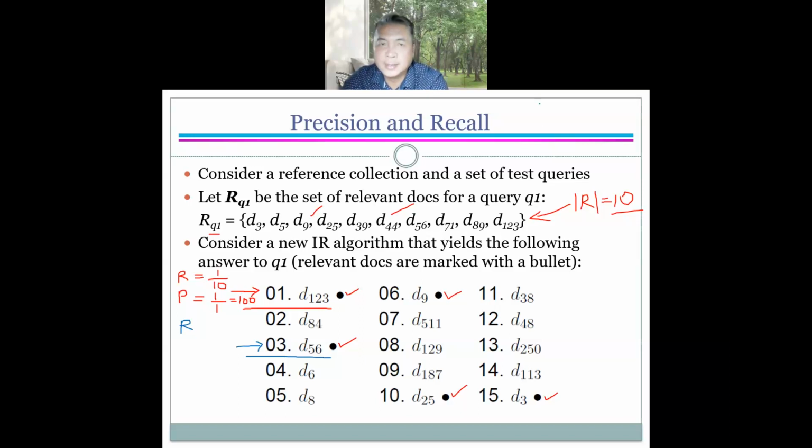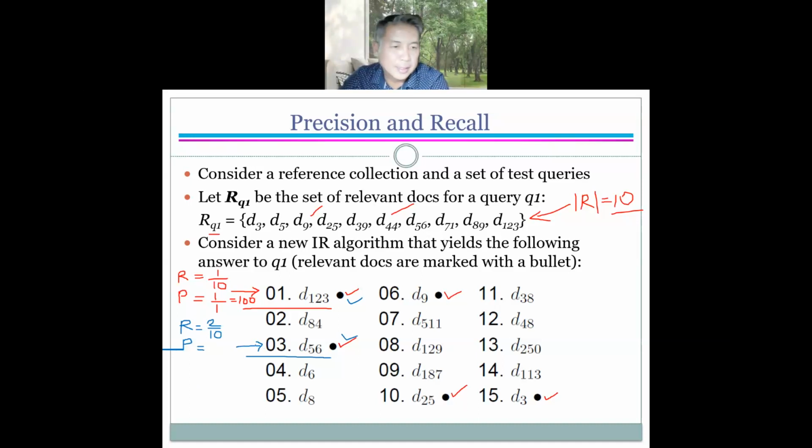2/10. Yes. Okay, so the recall is because out of 10, you managed to recall 2 at this position. So 2 out of 10, so this is 20%. So what is the precision here? At this position, how many documents do you have so far?